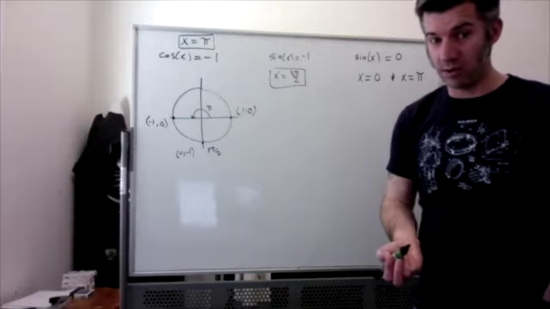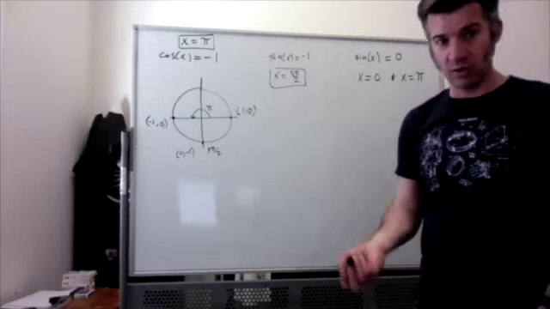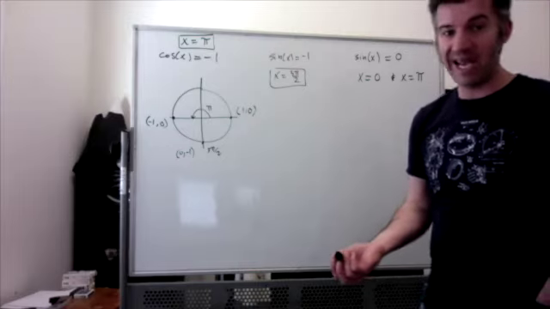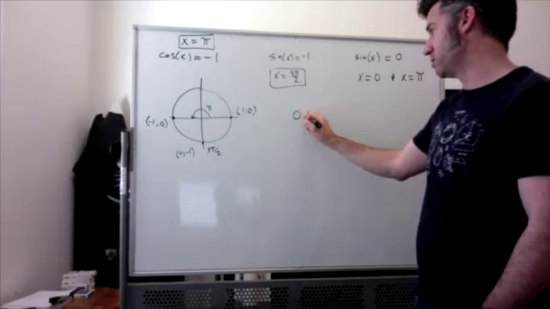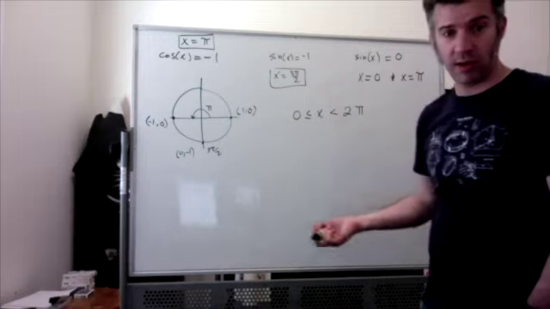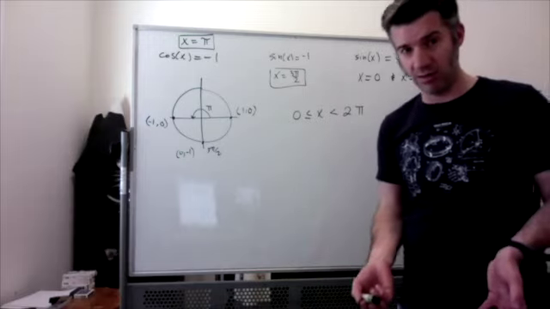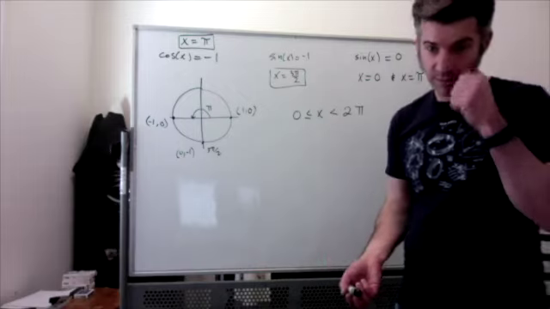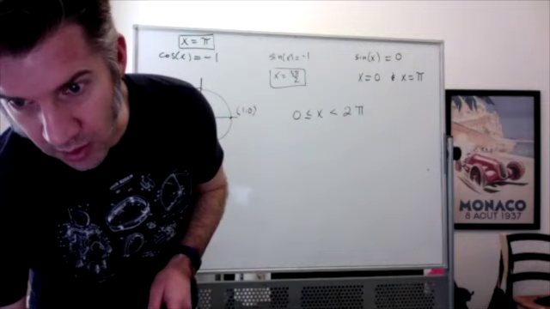We'll point out that you might be tempted to say that 2 pi is a solution. It's technically not, because we're saying that our solutions are between 0 up to 2 pi, but not including 2 pi. So we shouldn't include 2 pi because it's really kind of the same angle as 0. It's coterminal. Okay.